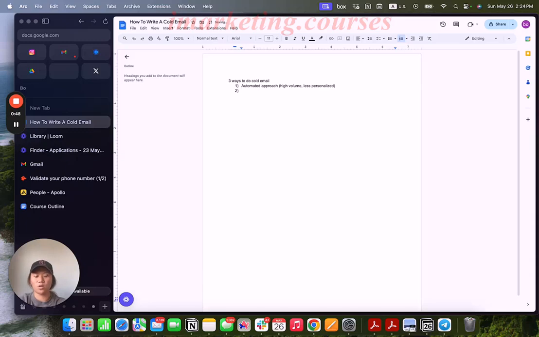Then the second one is the personalized approach. So lower volume, because these will take you longer to write, because you're going to have to actually look up the person or the brand you want to work with. You're going to have to go through their funnel to understand and talk about that in your cold email. So lower volume, more personalized.